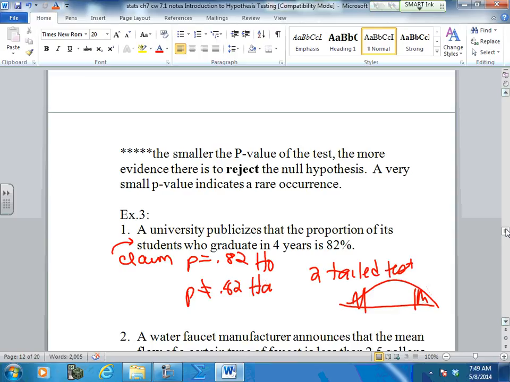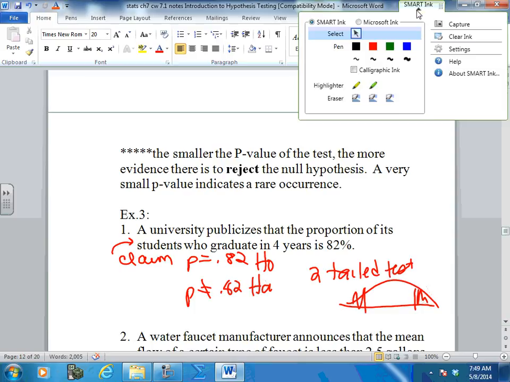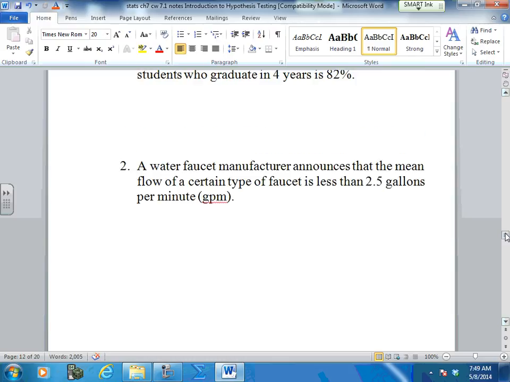Let's try another one. All we're doing now is just setting them up, determining what tail they're going to be. Unfortunately, you don't really get to see how we use it yet until we give you all the definitions of everything. A water faucet manufacturer announces that the mean flow rate of a certain type of faucet is less than 2.5 gallons per minute. The mean is less than 2.5. This is the claim.